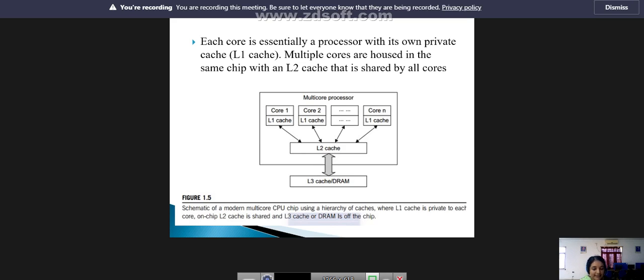This architecture shows the typical multi-core processor. Each core is essentially a processor with its own private cache, that is, the L1 cache. Multiple cores are housed in the same chip with an L2 cache that is shared by all the cores.